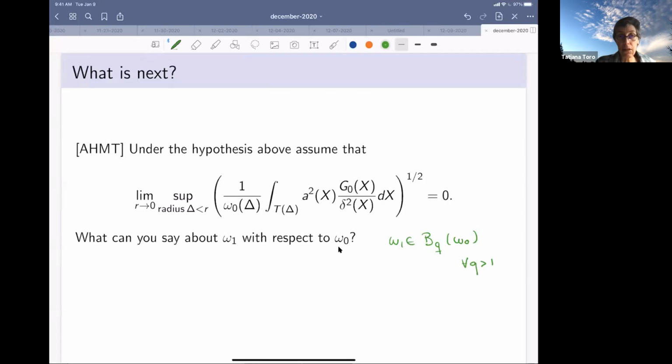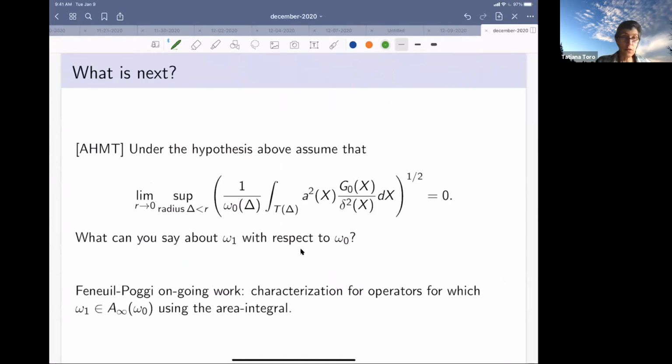And then along these areas, along the areas of perturbations of this type, I want to highlight recent work of Fenouil and Poggi, who are trying to characterize operators for which A1 is an A infinity with respect to A0 using perturbation, and they're using the area integral. And this is work that comes from their work on lower dimensional boundaries. So it's a very different approach. It's not yet ready, but they have some very nice results.